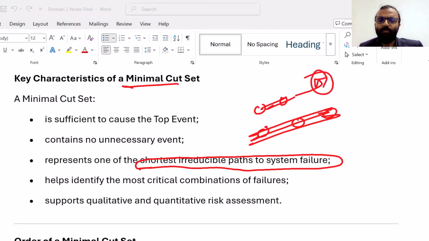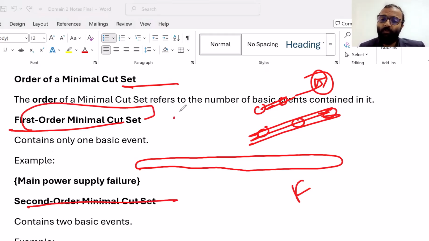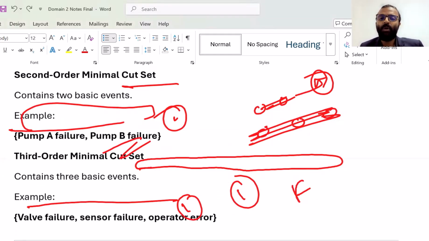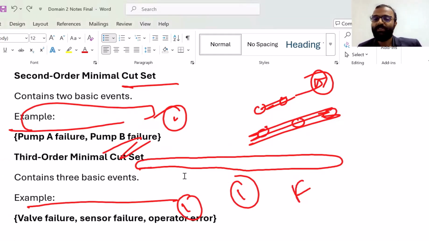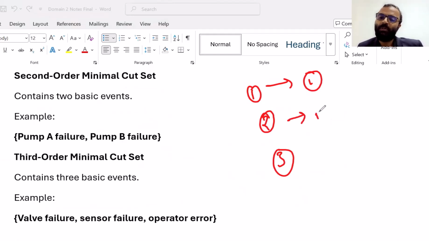Then the order of the minimal cut set. There is first order failure, second order minimal cut set, and so on. First order means only one basic event is required. Second order means two events are required, a pump and something else, and only then will that failure come. Third order minimal cut set means three basic events must fail, for example a pump, a brake and something else. So within minimal cut sets there is first order, second order and third order. First order means one thing is required to fail, second order means two things, third order means three things.